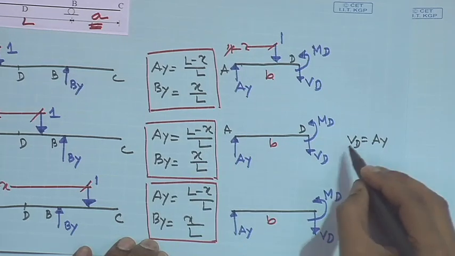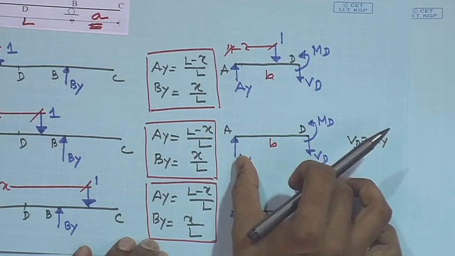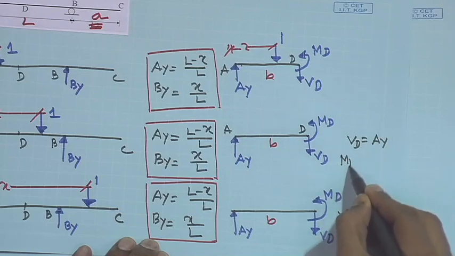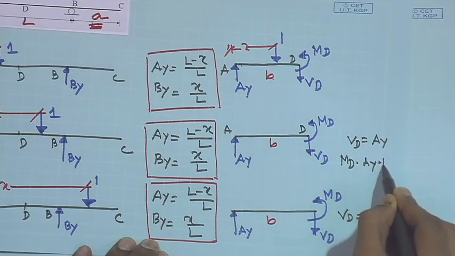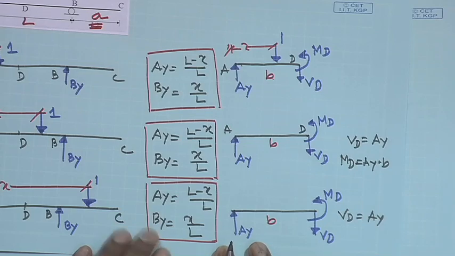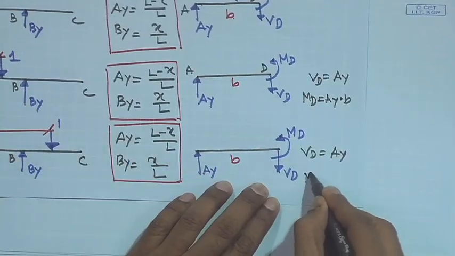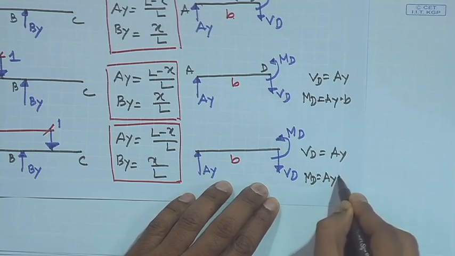And what will be MD? MD will be AY into B. MD will be AY into B. And here also MD will be AY into B.